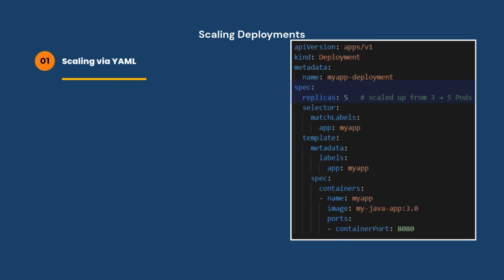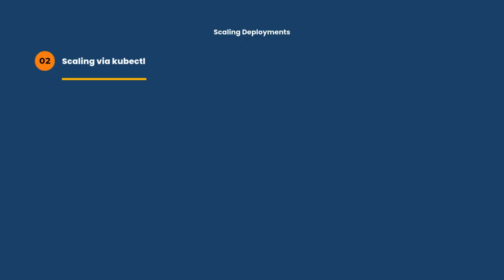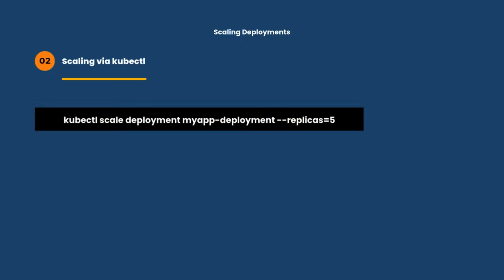Here, changing replicas from 3 to 5 means Kubernetes will ensure 5 pods of my app are running at all times. We then apply the YAML: kubectl apply -f my-app-deployment.yaml. The second way we can achieve it is scaling via kubectl. You can scale it directly from the CLI with kubectl scale deployment my-app-deployment --replicas=5. This immediately adjusts the number of pods without editing the YAML.